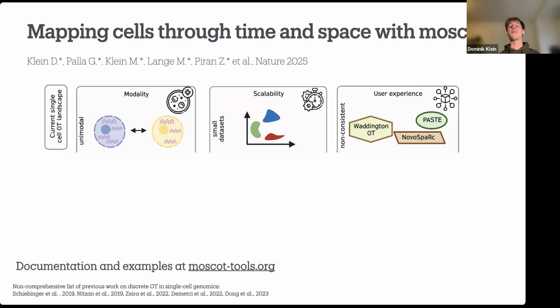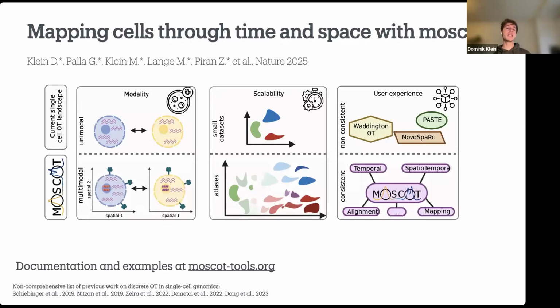And finally, we want to make our tools accessible to everyone, for biologists and computational biologists to be able to use these powerful optimal transport algorithms without having to dive into the details. And hence, we wanted to provide easy access to everyone.